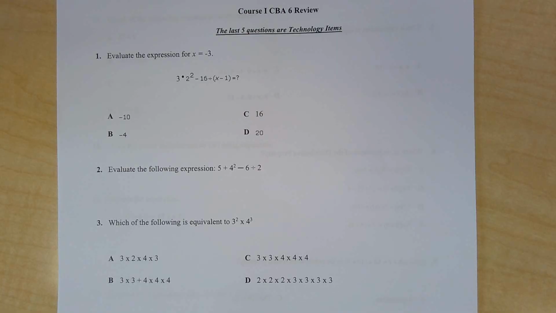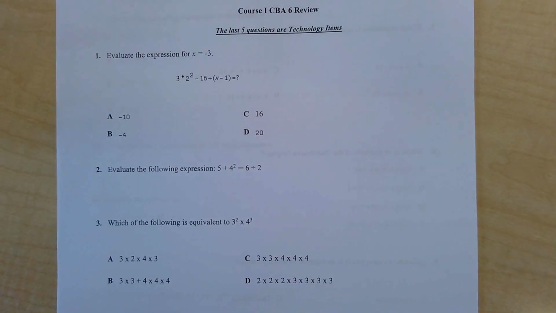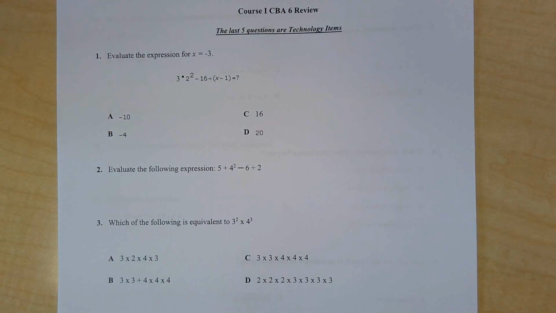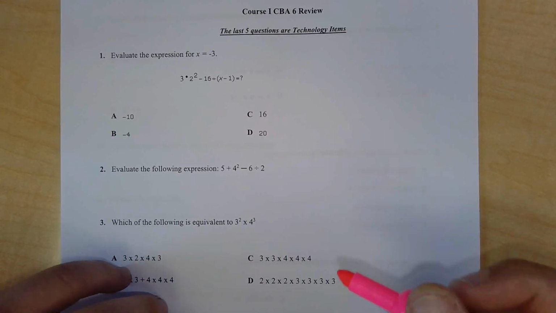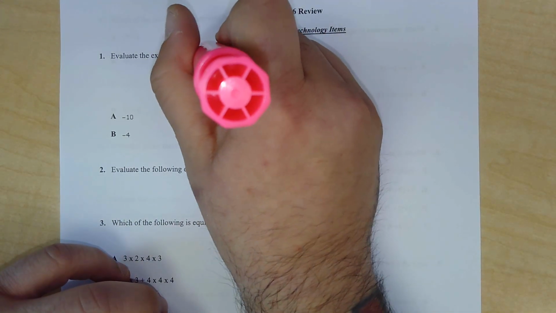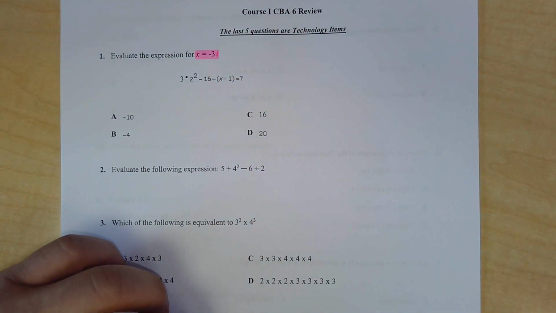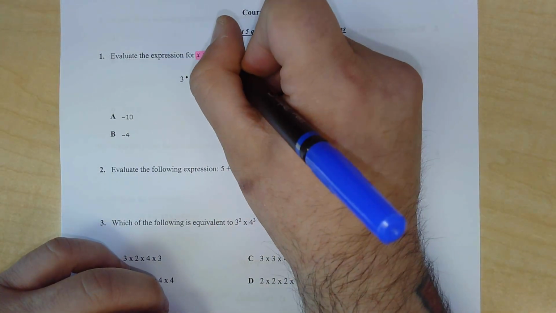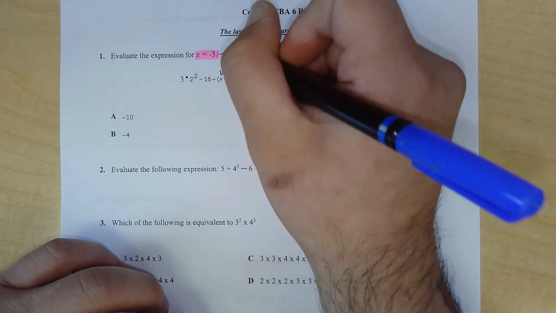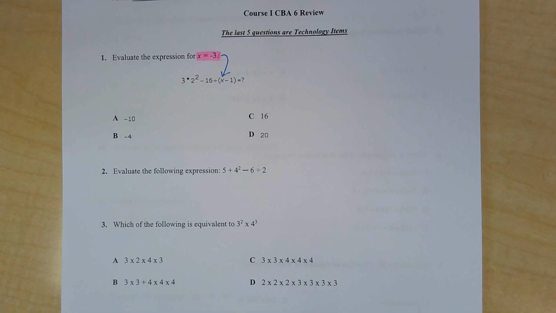Now, when we're talking about number one, okay, one of the biggest things we have going on here is the x equals -3. So when they say evaluate the expression, what they're really telling you to do is solve. And the reason why this piece of information is important is because we're going to be substituting our x with the value of -3. Okay?